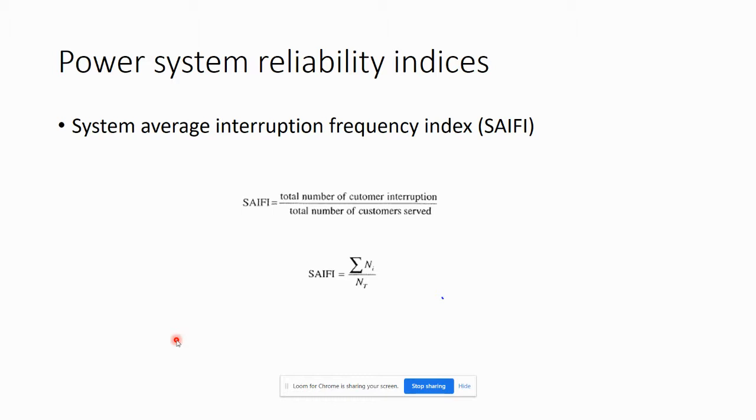So the question is why we want to go through all this trouble of simulating components and their random statuses. It seems like a lot of trouble. Why not just use hand calculation, right? The reason is that power system components are very large in number. Just think about it, right? This is a simple probability discussion.